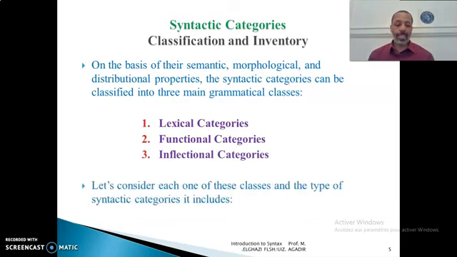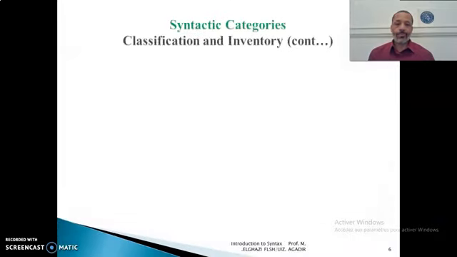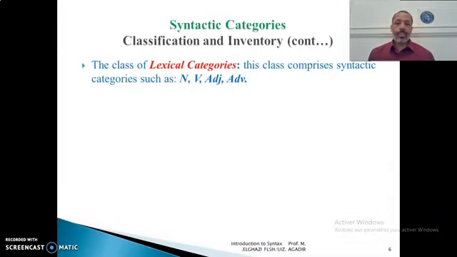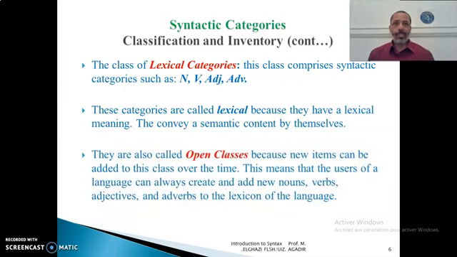We are going to consider each of these classes and the type of syntactic categories they include. So let's take the first one, the class of lexical categories. This class comprises syntactic categories such as nouns, verbs, adjectives, and adverbs. These categories are called lexical because they have a lexical meaning. They convey a semantic content by themselves. If you go to the dictionary, you will find the meaning of verbs and nouns, adjectives, and adverbs.